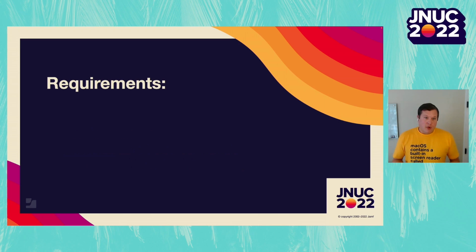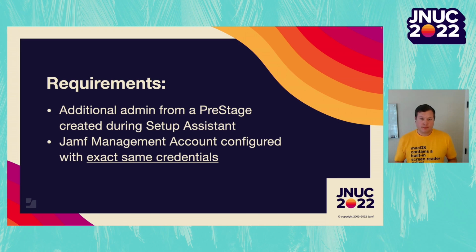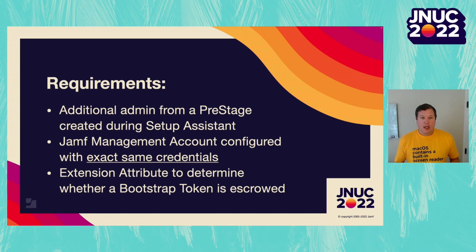When we look at requirements, we'll go through a few different steps. You will need that additional admin set to be created during your pre-stage enrollment. You'll also have a Jamf management account configured with the exact same credentials, both username and password. And then to trigger this workflow in the right order, you're going to need to have an extension attribute that determines whether a bootstrap token is escrowed, and you can leverage that within a smart group when you target the randomization policy.